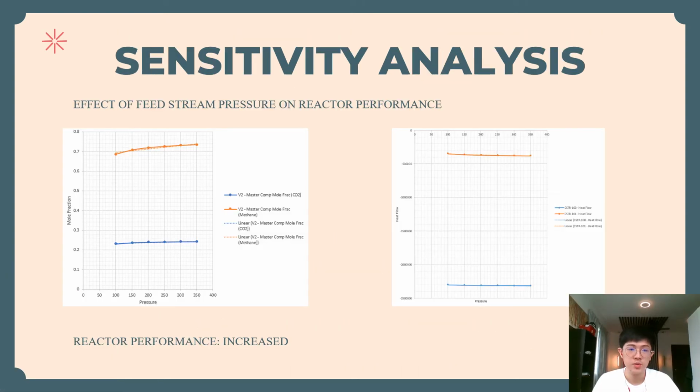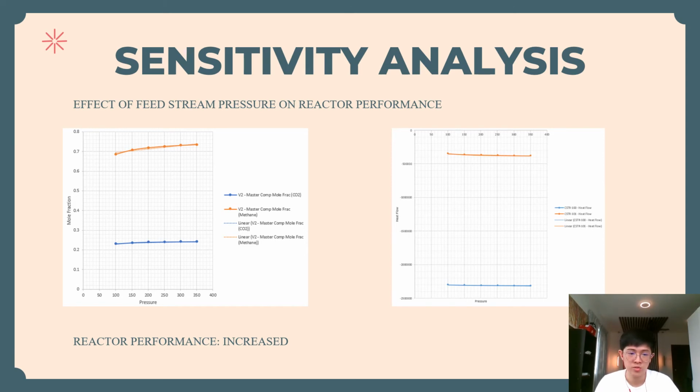Hello once again, my name is Xiong Jazen, and I will be explaining the sensitivity analysis, which aims to investigate the effect of feed stream pressure, feed stream temperature, and feed stream molar flow rate on reactor performance. Firstly, we will look into the effect of feed stream pressure on the reactor performance.